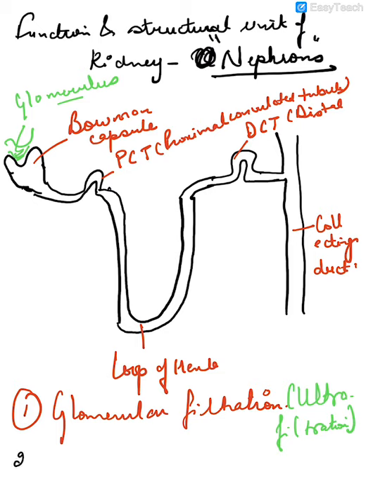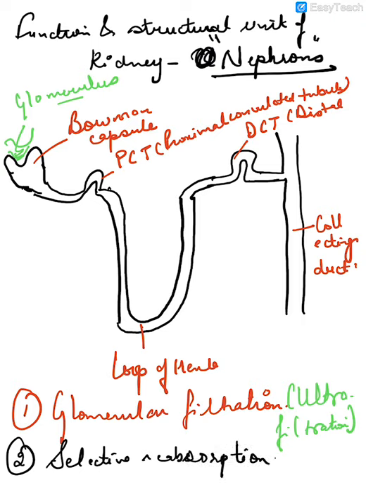Now the second step is selective reabsorption. In selective reabsorption, any useful substance which is present in the filtrate is reabsorbed. For example, glucose is reabsorbed, sodium ions are reabsorbed, potassium ions are reabsorbed. So any useful substance present in the waste is reabsorbed by the process of selective reabsorption.